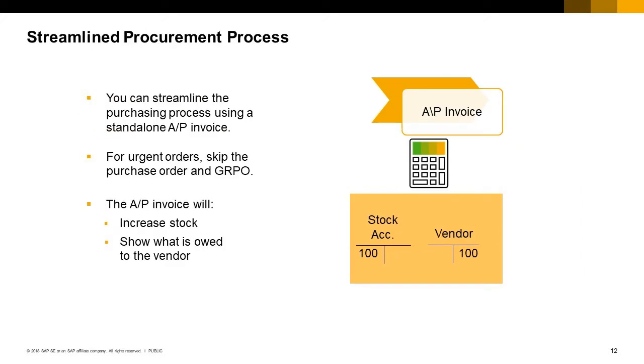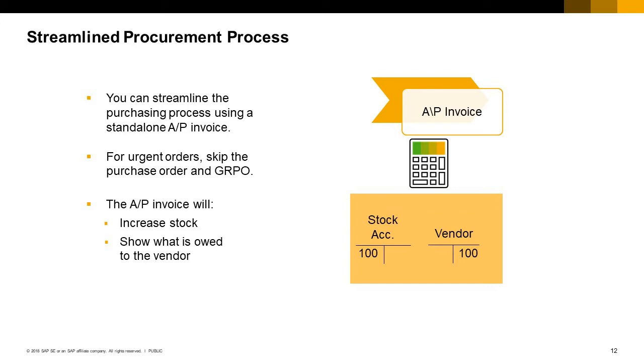Sometimes, you may need to streamline, or simplify, the purchasing process to make it more efficient. Perhaps you need to get an item immediately. So you call the vendor and ask them to deliver the item today. Because of the hurry, you skip the purchase order. When the item is delivered, the vendor invoice is also delivered. So rather than creating a goods receipt PO, you enter an AP invoice to process both the receipt of the items into inventory and the obligation to pay the vendor.